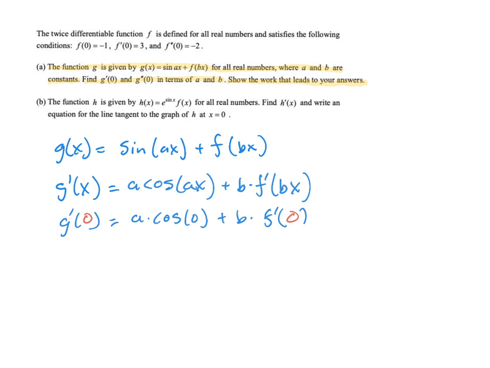And so as I mentioned, you need to know the cosine of 0. The cosine of 0 is 1. So this piece is just a. And then f prime of 0 is 3, so this piece is just 3b. And when they say find your answers in terms of a and b, that's exactly what we just did. So we're done with g prime of 0. a plus 3b.